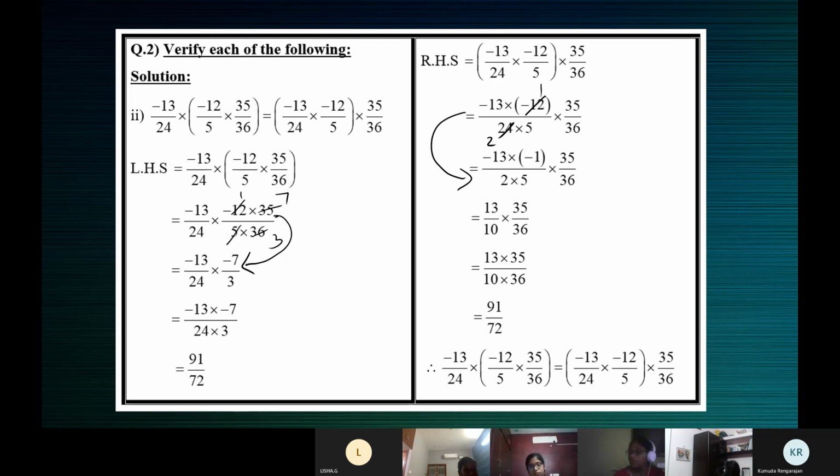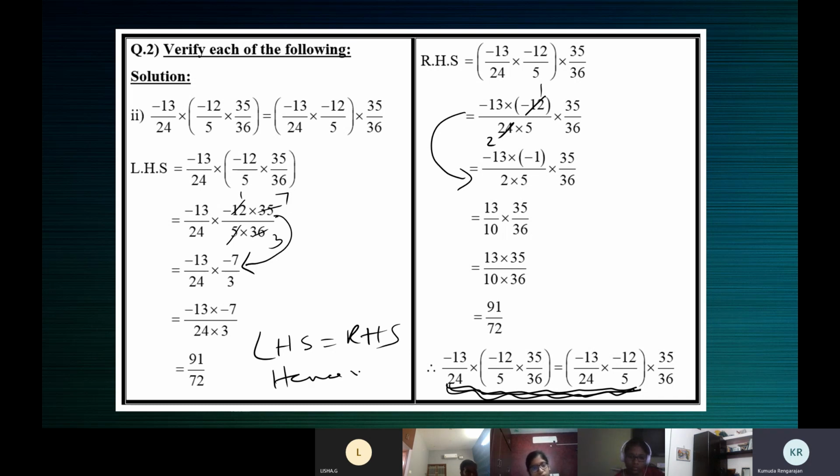Yes, ma'am. So children, see the final answer, it's left to you. You can write LHS is equal to RHS, but you should not present it like this. You should write the question again. Because in the exam, you want to save time. You want to write faster. Every minute matters in the exam. So you can quickly write LHS is equal to RHS, hence verified. This you can finish faster.